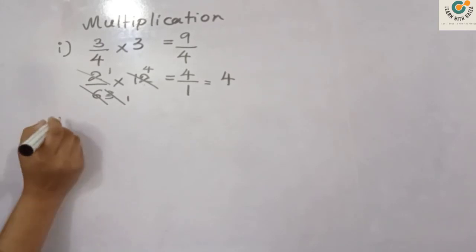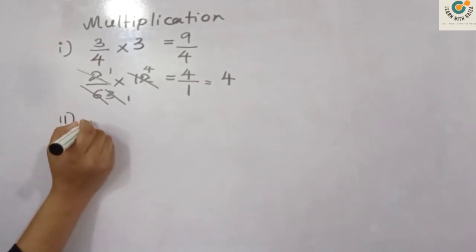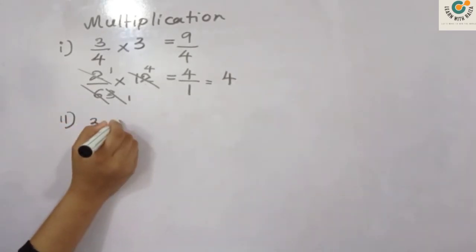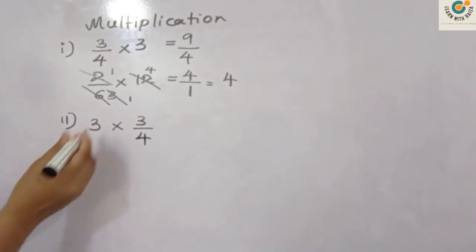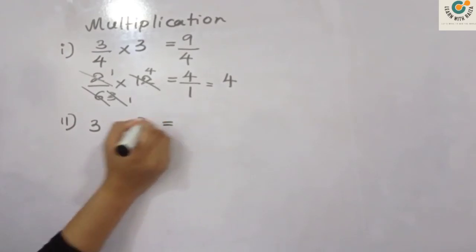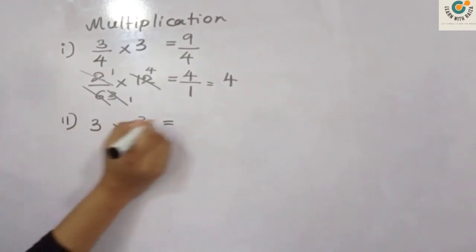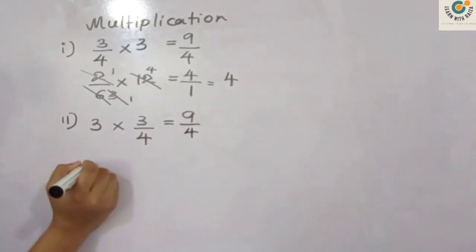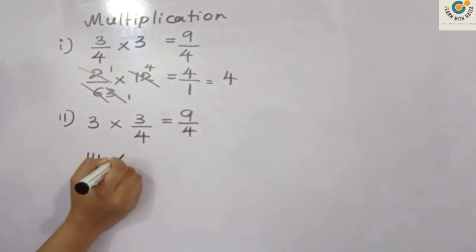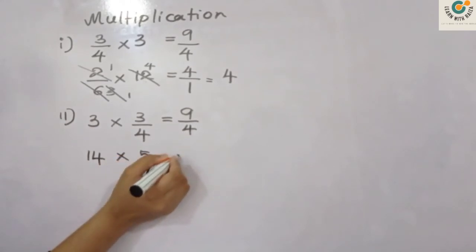Now let's see how to multiply a whole number by a fraction. Same example I am taking. Same thing. Multiply the numerator and the whole number. Write the same denominator. If I take another example like whole number 14 and fraction 5 over 7.